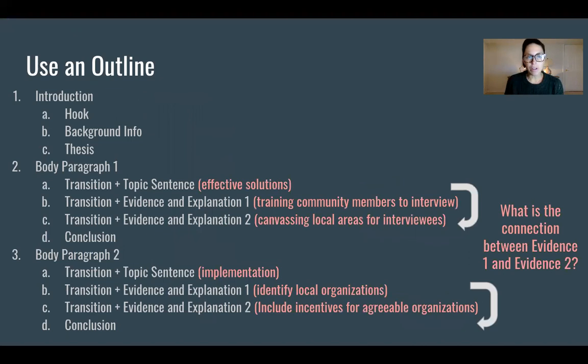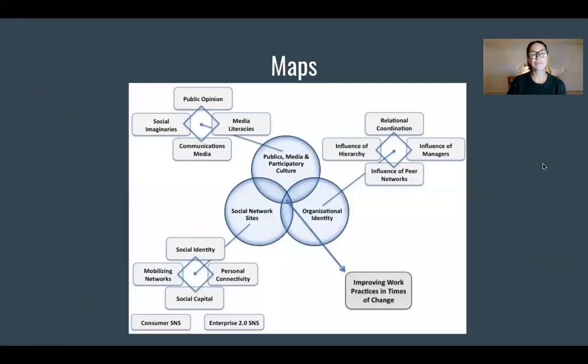And again, here's an example of somebody's outline. So we have effective solutions, training community members to interview, canvassing local areas, identifying local organizations, include incentives. So what is the connection here? And I can't answer that for you. The only person who can is you. If you're thinking, I don't really have a connection, or I don't really have a reason I put this first, start reflecting on that and say, okay, can I make sure that this connection is clear? Because if there isn't one, my reader isn't going to find that either, and it might be hard to understand. So reflect on this, ask yourself these important questions.